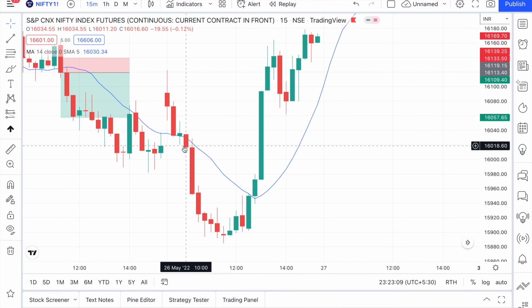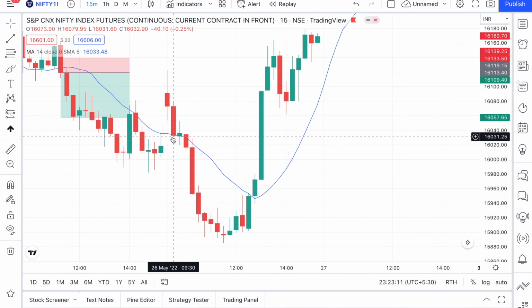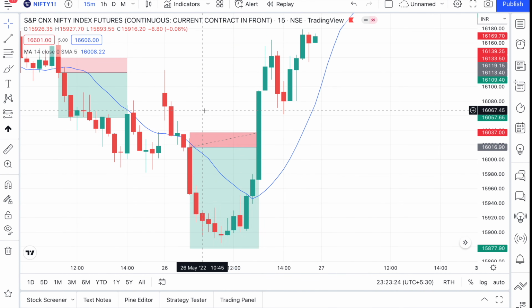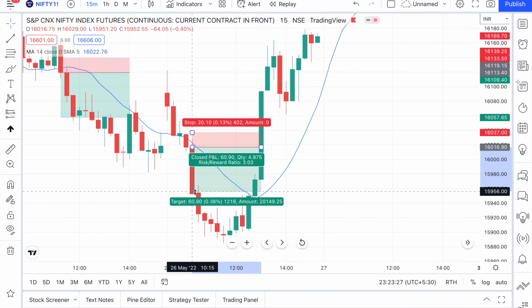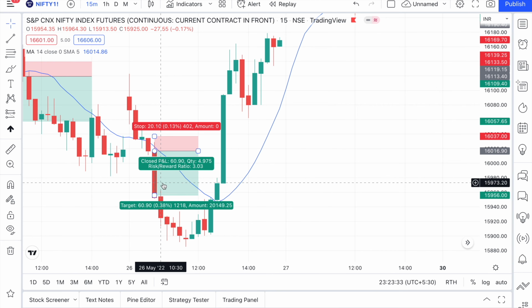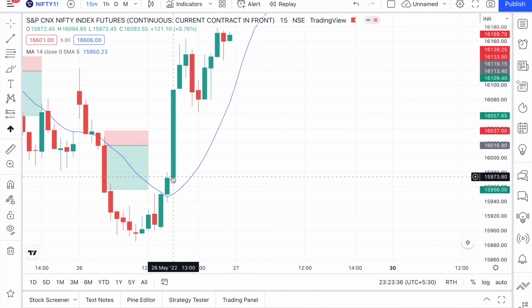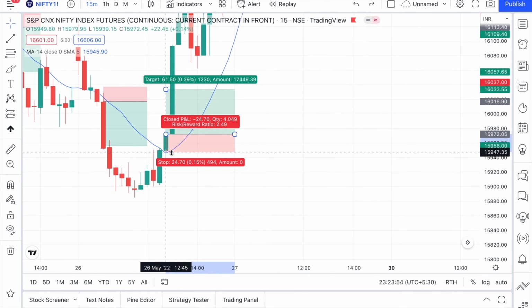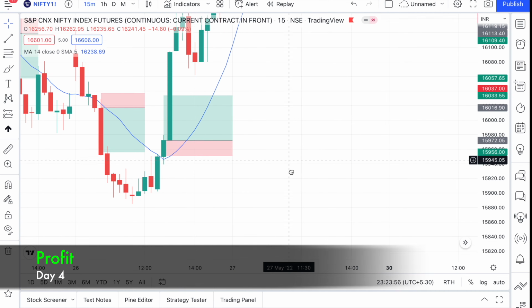Alright, moving to day 4. Here you can see the candle closes on the line. We need the candle to close strong below the line, not on the line. Here we find that opportunity, we take the trade and book our profit. Again later on in the same day, the candle closes above the line. We take our trade and book our second profit for the day.